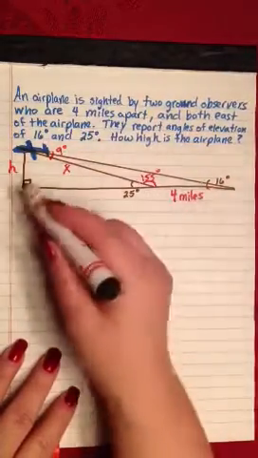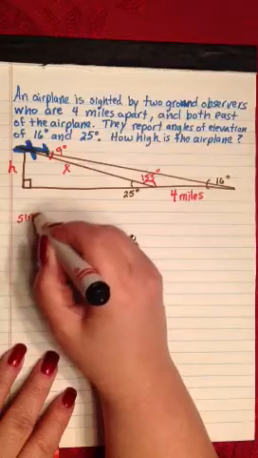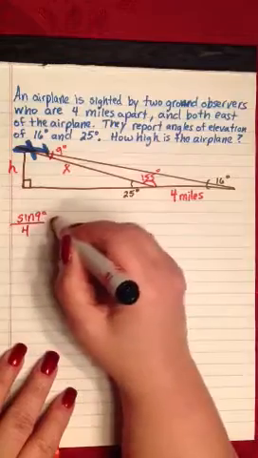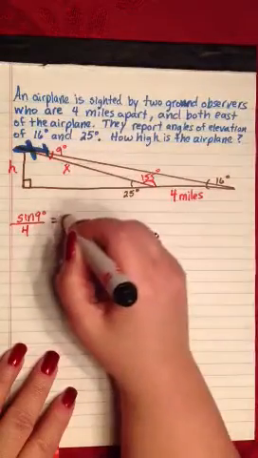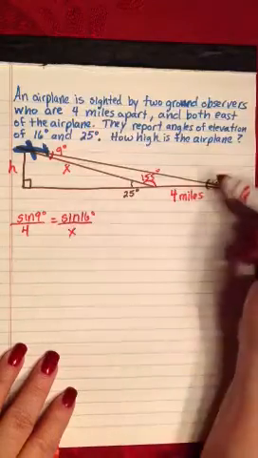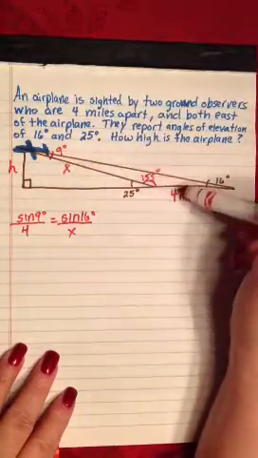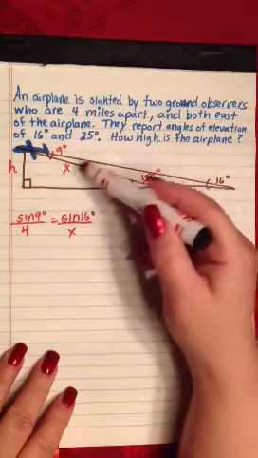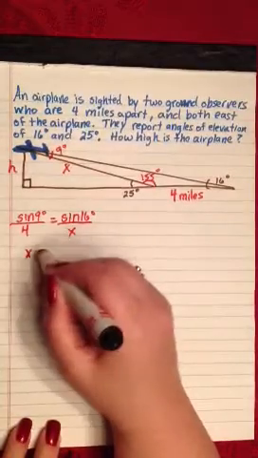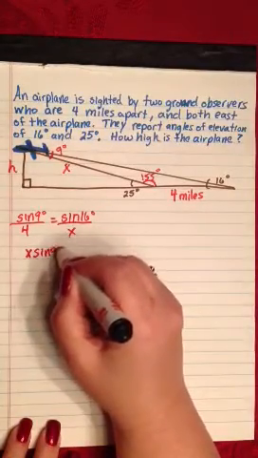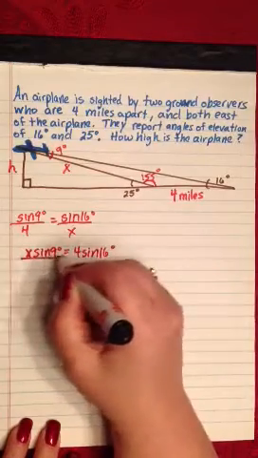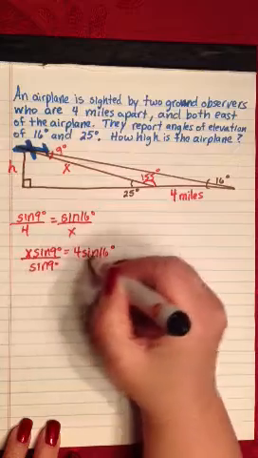All right, so to start with, I'm going to say the sine of 9 degrees over opposite side, which is 4, is equal to the sine of 16 degrees over x. So angle over opposite side is equal to the sine of the angle over the opposite side. Okay, so then I cross multiply to solve this. So I get x times the sine of 9 degrees is equal to 4 times the sine of 16 degrees. Divide both sides by sine of 9 degrees.